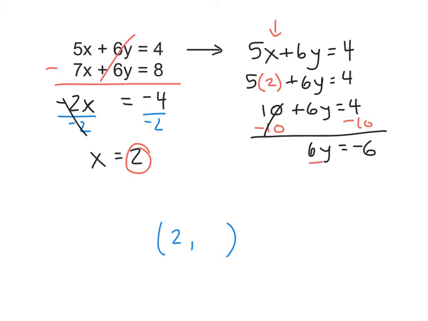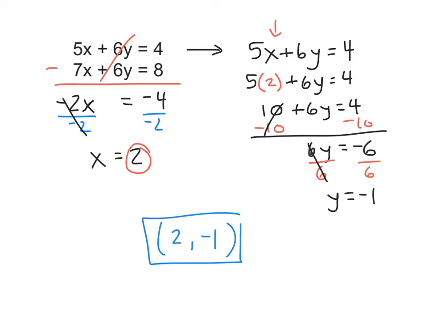And now we're going to divide both sides by 6. And we get 1y equals negative 6 divided by 6, which is negative 1. So our negative 1 goes right here, and we have solved our system.